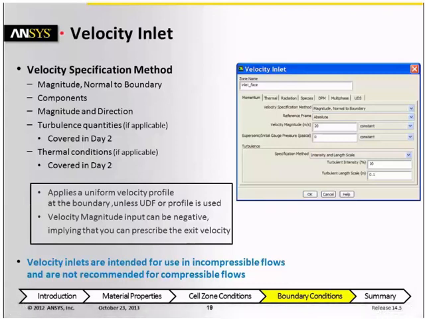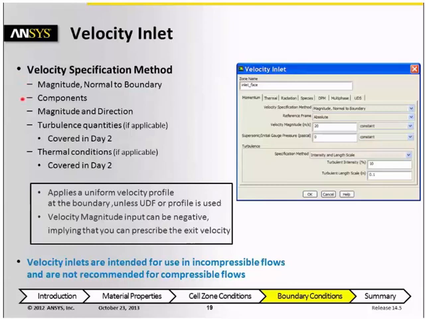Next, we will talk about the different boundary condition types that were listed in blue on the earlier slide. Velocity inlet boundaries are common boundary types for incompressible flows. A number of options are available for defining the velocity at the boundary. You can specify the magnitude of the velocity in the direction normal to the boundary.